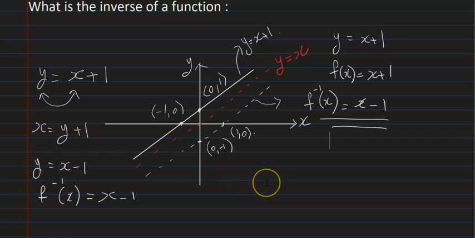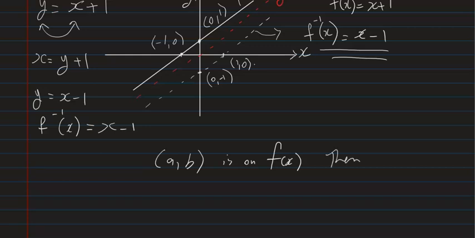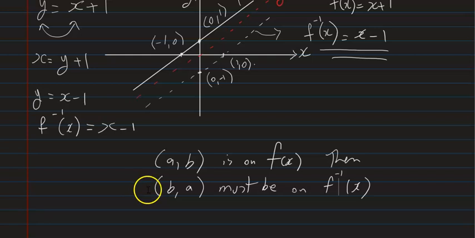All right. So the idea is, if the point (a, b) is on f of x, that means it's on the graph of the function, then (b, a) must be on f inverse of x, the graph of the f inverse of x. And (b, a) must be on f inverse of x. So that's a very good thing to remember.